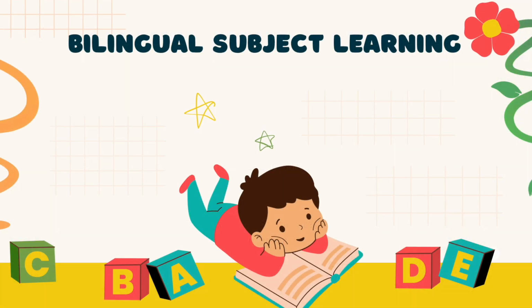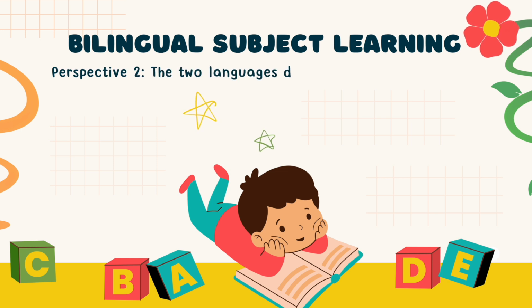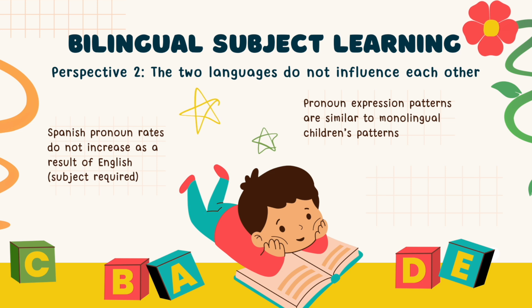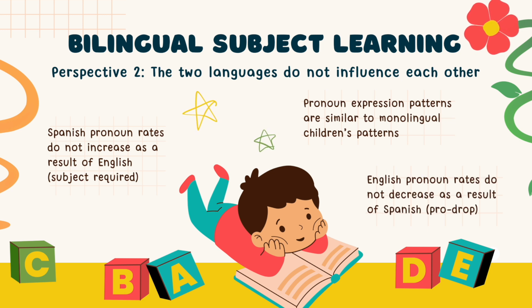The other perspective is that bilingual children's two languages have no influence on each other. Some studies have found that bilingual children's pronoun use tends to be similar to monolingual children's. Therefore, Spanish pronoun rates do not increase as a result of English, where subjects are required, and English pronoun rates do not decrease as a result of Spanish, where subjects are optional.